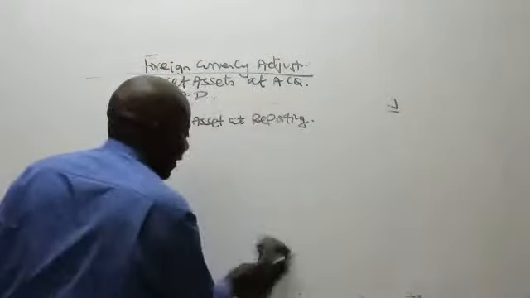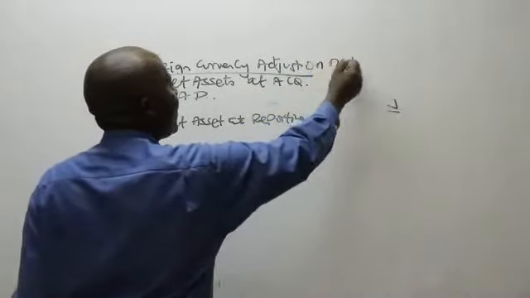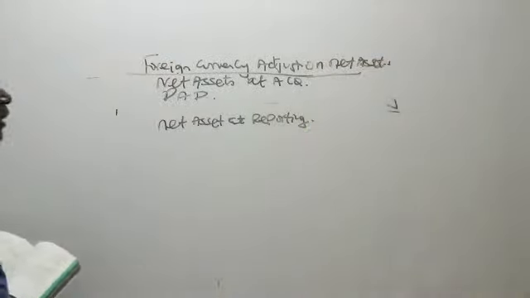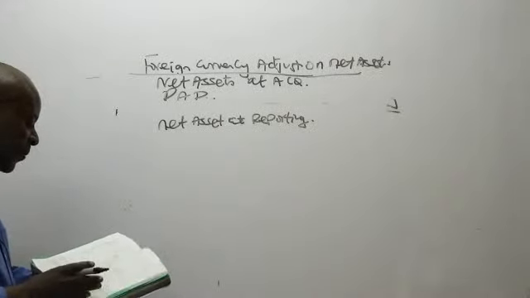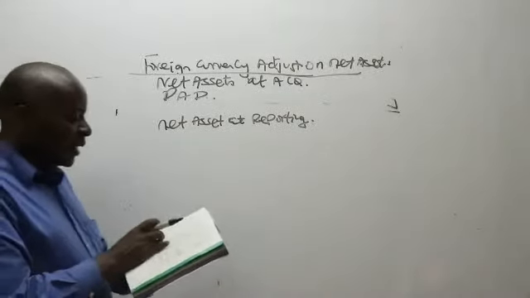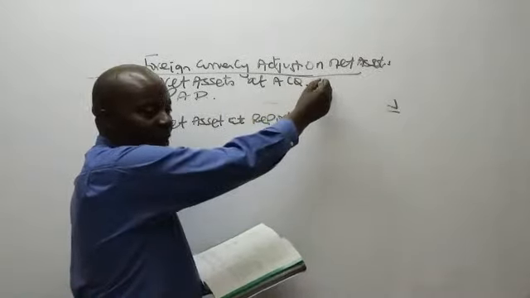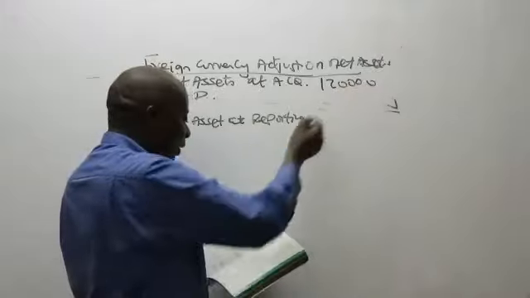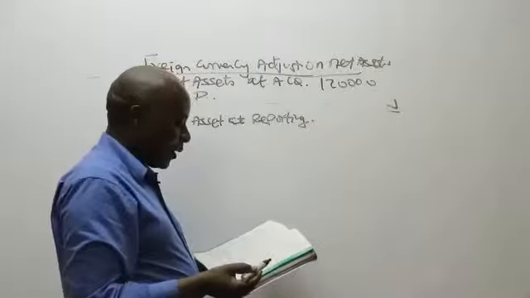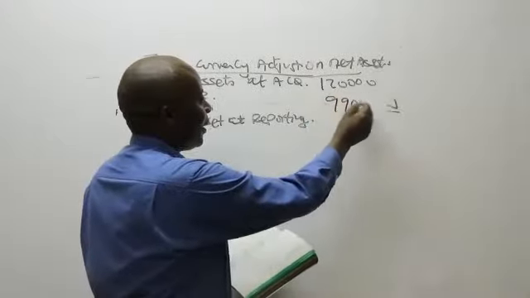This is a new working. Foreign currency adjustment on net assets. Very important working. So could you kindly remind me, what was the net asset at acquisition? Please give me the figure. What were you getting here? 120,000. How about the POP? POP was coming to 99,000.